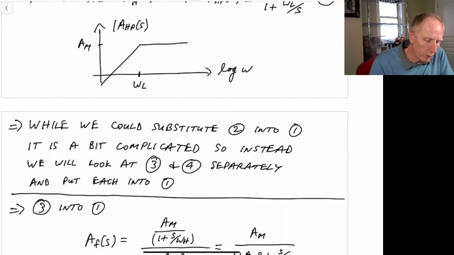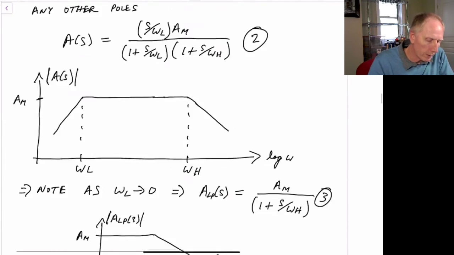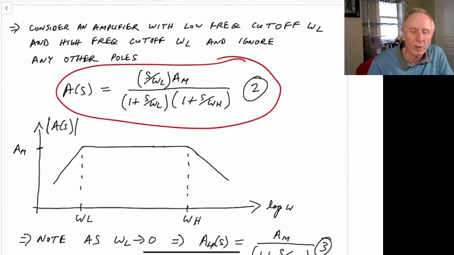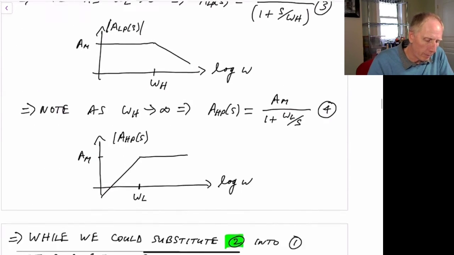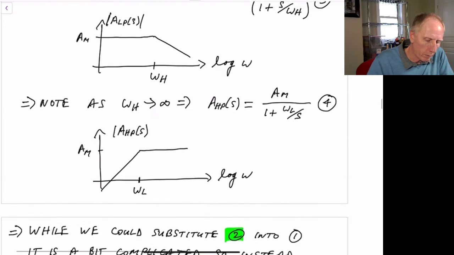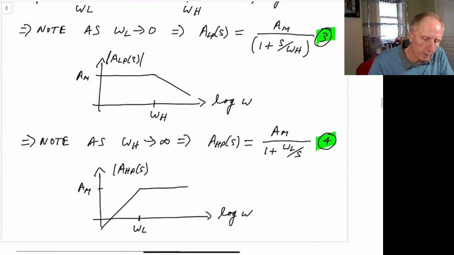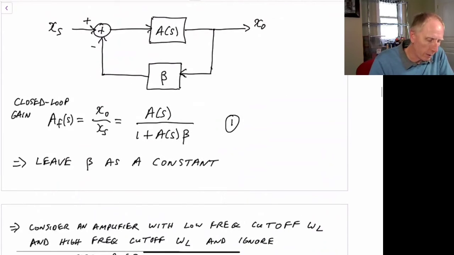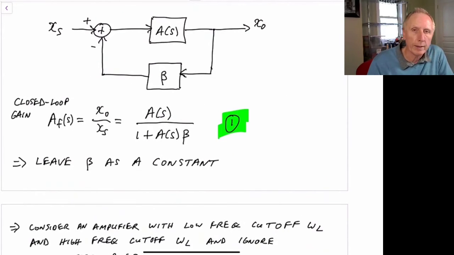So, as I mentioned, we could just substitute 2, which is this larger equation, directly into our feedback equation, but it's a second order system and makes things a little more complicated. But we could do that. In order to make our life a little easier, we'll look at putting in 3 and 4, so this equation and this equation separately, into equation 1, which is our normal feedback equation, A divided by 1 plus A times beta, where A is now a function of frequency.